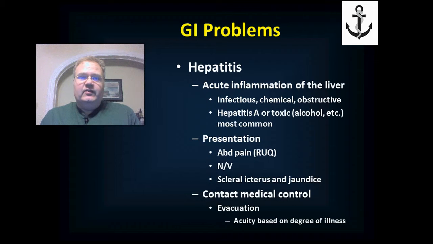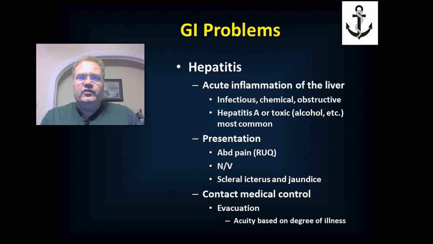Hepatitis is inflammation of the liver. Typically we think of acute hepatitis. It can be chronic, and it can be from infection like hepatitis A, B, C, D, E. It can be caused by chemicals, so drink alcohol, you get an alcoholic hepatitis. It can be caused by obstruction by gallstones, and so everything backs up into the liver. And hepatitis A, or toxic alcohol, or acetaminophen, Tylenol, are very common causes of hepatitis.